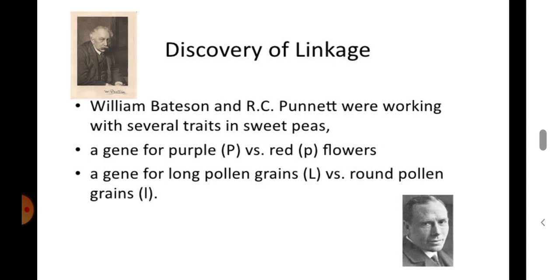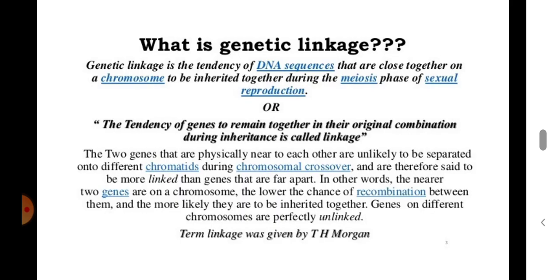The discovery of linkage. William Bateson and R.C. Punnett were working with several traits in sweet peas, a gene for purple and red flowers, a gene for long pollen grains and round pollen grains. What is genetic linkage? Genetic linkage is the tendency of DNA sequences that are close together on the chromosome to be inherited together during the meiosis phase of sexual reproduction, or the tendency of genes to remain together in their original combination during inheritance is called linkage.